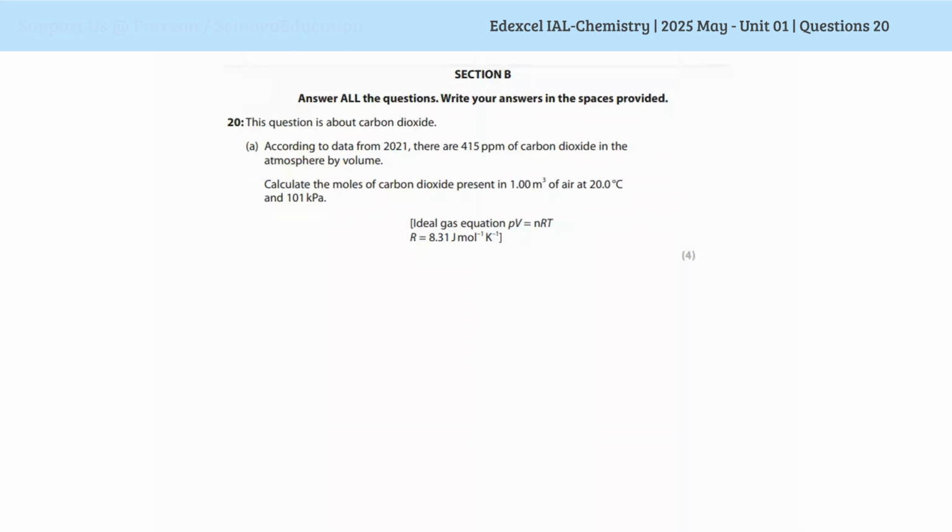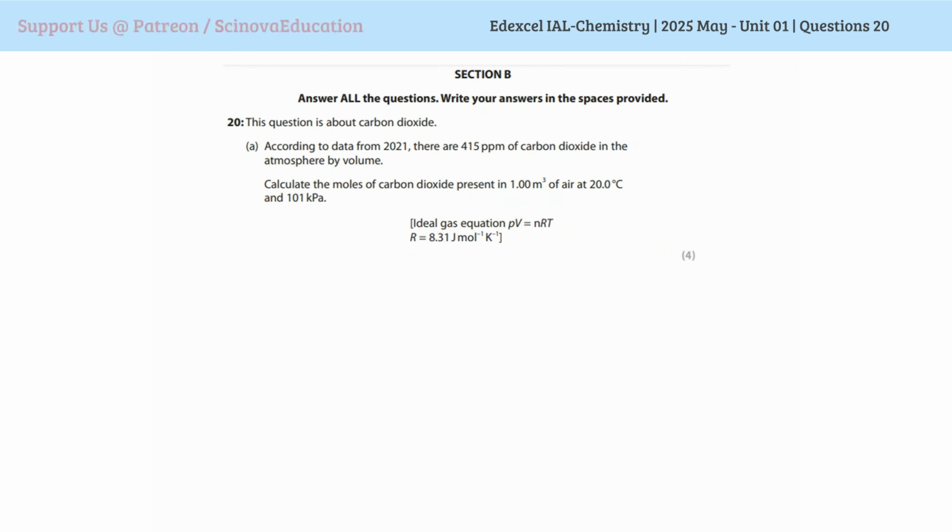Edexcel IAL Chemistry 2025 June, Unit 1, Section B, Question 20. This question is about carbon dioxide. According to data from 2021, there are 415 ppm of carbon dioxide in the atmosphere by volume. Calculate the moles of carbon dioxide present in 1 cubic meter of air at 20 degrees Celsius and 101 kilopascal.